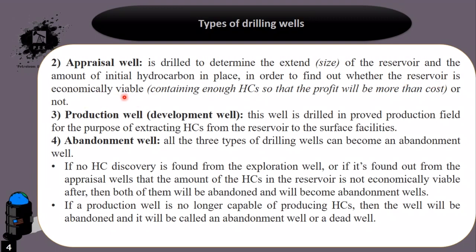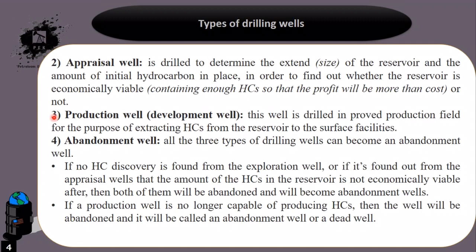Economically viable means that the reservoir contains enough hydrocarbons that if we drill it, our profit will be more than our cost. So economically viable means the cost will be less than the profit. Suppose that the reservoir contains enough hydrocarbons and is economically viable. Then we will proceed with production wells. We will drill production wells in the reservoir to extract the hydrocarbons to the surface. This is what the production well is for.